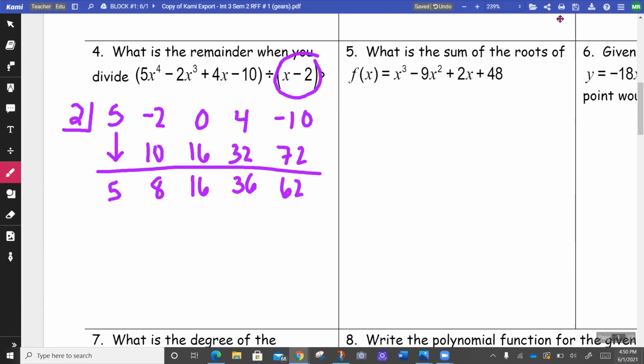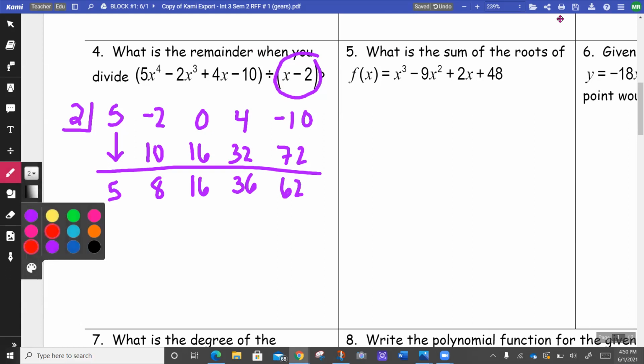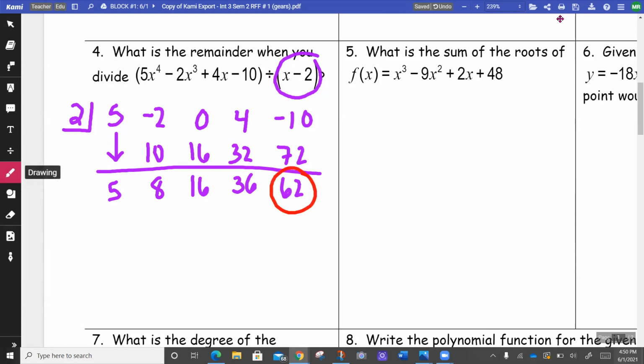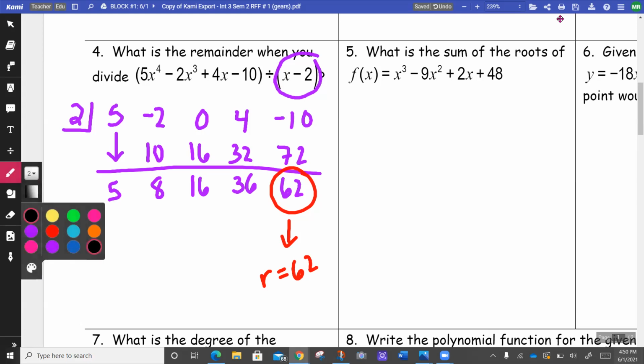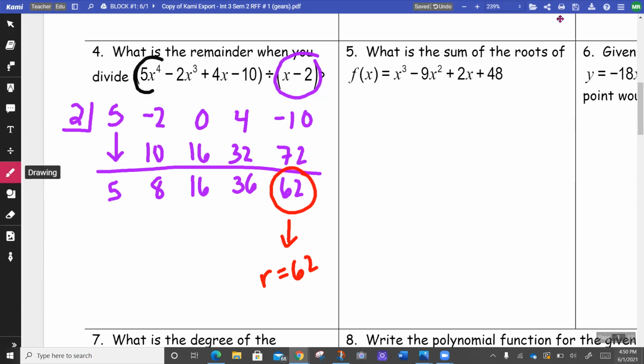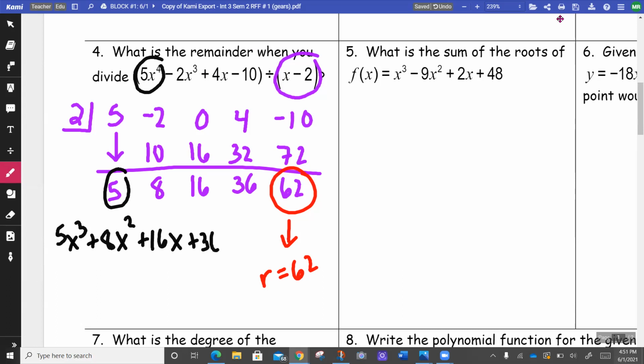And I end up getting a 62. Now, this 62 is my remainder. That is my answer. Okay, so my remainder is equal to 62. If I was asked what I got when I divided, my answer would have been, since this was an x to the fourth, this now is going to be 1 degree less. So that would have been a 5x to the third plus an 8x squared plus a 16x plus a 36.